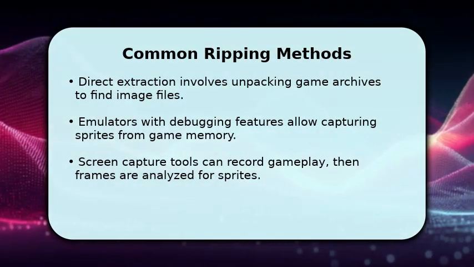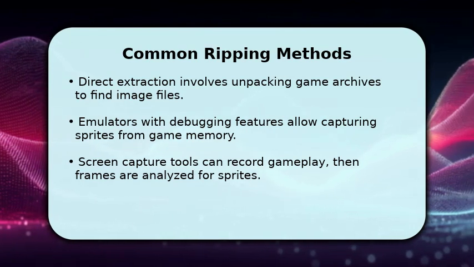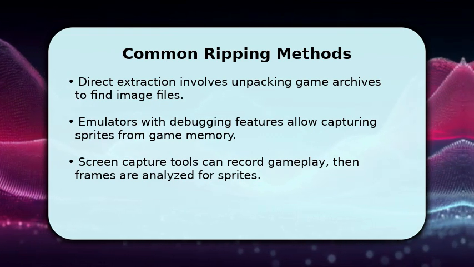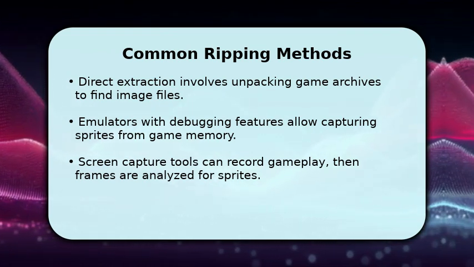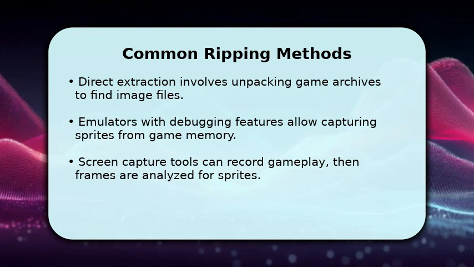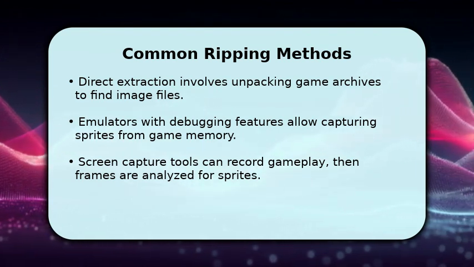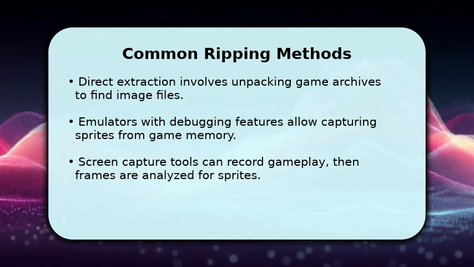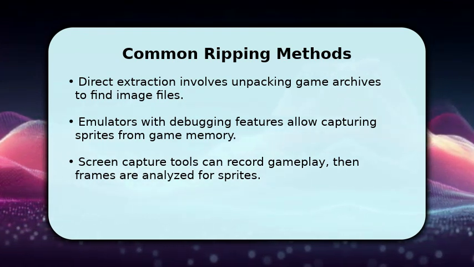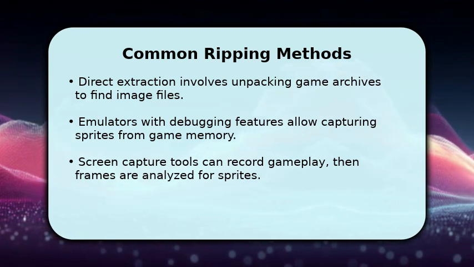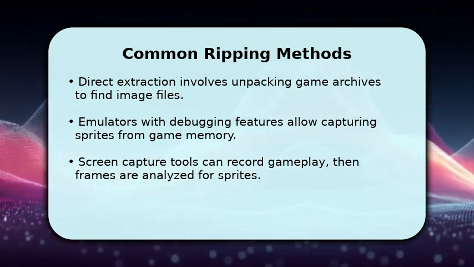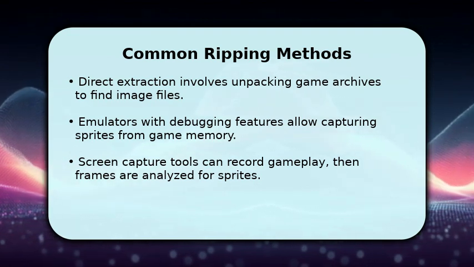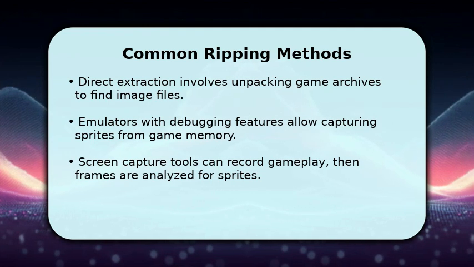There are several primary methods for ripping sprites. One common approach is direct extraction, where you unpack game archives using specialized tools to access image files like PNGs or GIFs. Another powerful method involves using emulators with built-in debugging features. These allow you to view and save graphics directly from the game's memory as it runs. Finally, screen capture software can record gameplay, letting you manually isolate sprites from individual frames using image editing programs.